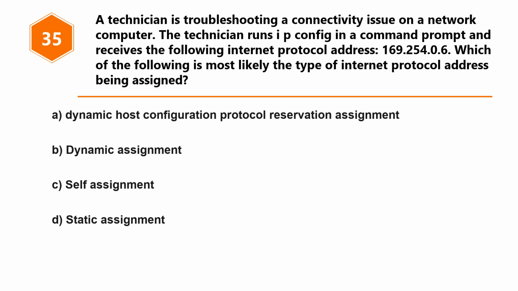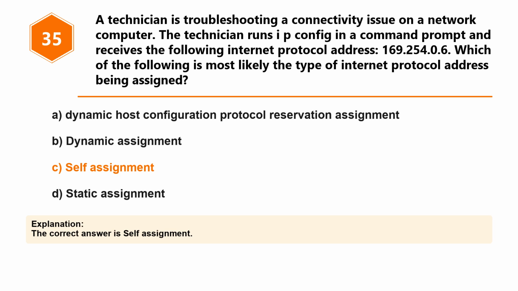Question 35. A technician is troubleshooting a connectivity issue on a network computer. The technician runs ipconfig in a command prompt and receives the following Internet Protocol address, 169.254.0.6. Which of the following is most likely the type of Internet Protocol address being assigned? Option A, Dynamic Host Configuration Protocol Reservation Assignment. Option B, Dynamic Assignment. Option C, Self-Assignment. Option D, Static Assignment. The correct answer is option C, self-assignment.